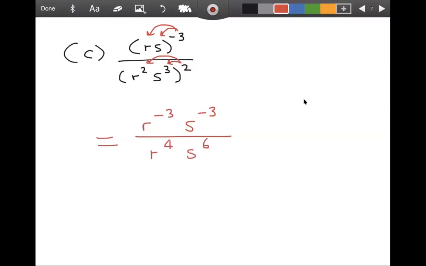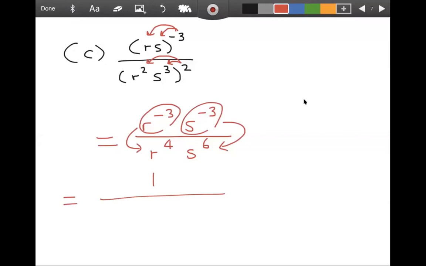All right, so at this point, once I've knocked down all the parentheses, I'm going to look for negative exponents. I see 2 negative exponents. I'm going to send them downstairs, which leaves nothing upstairs, which means 1. So we have r to the third times r to the fourth, s to the sixth times s to the third. And finally, using the product rule, that comes out to 1 over r to the 7th times s to the 9th.